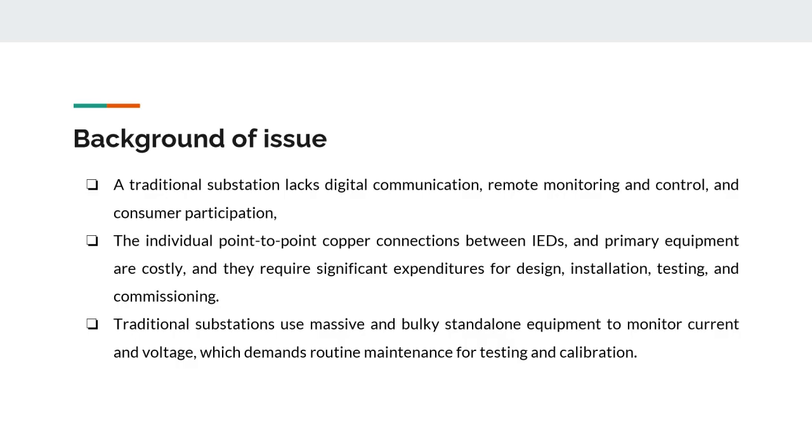Therefore, it is suggested that a digital substation be created to replace traditional substations because they have a lot of advantages over traditional substations for the smart grid system.